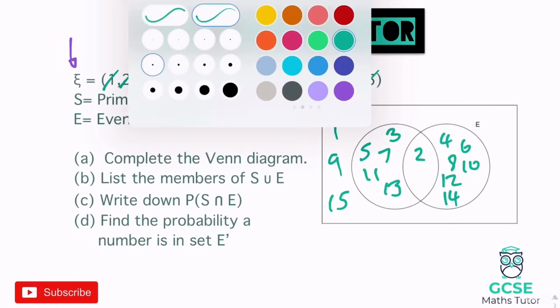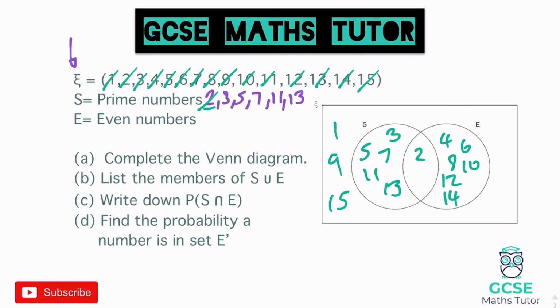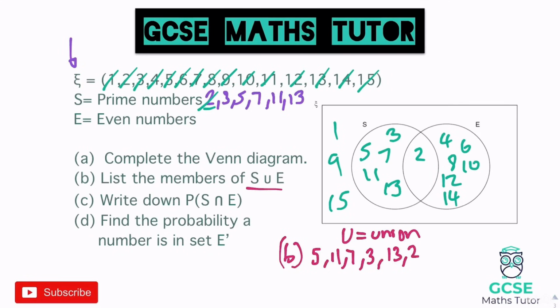Now we're asked some questions about the Venn diagram. It says list the members of S ∪ E. Now that U stands for the union, and the union is everything within the circles. So that's the members of S, the members of E, and that number in the middle there. So if I write them all down, all the numbers there for part B are, from left to right, 5, 11, 7, 3, 13, 2, and then all those even numbers, 4, 6, 8, 10, 12, and 14.